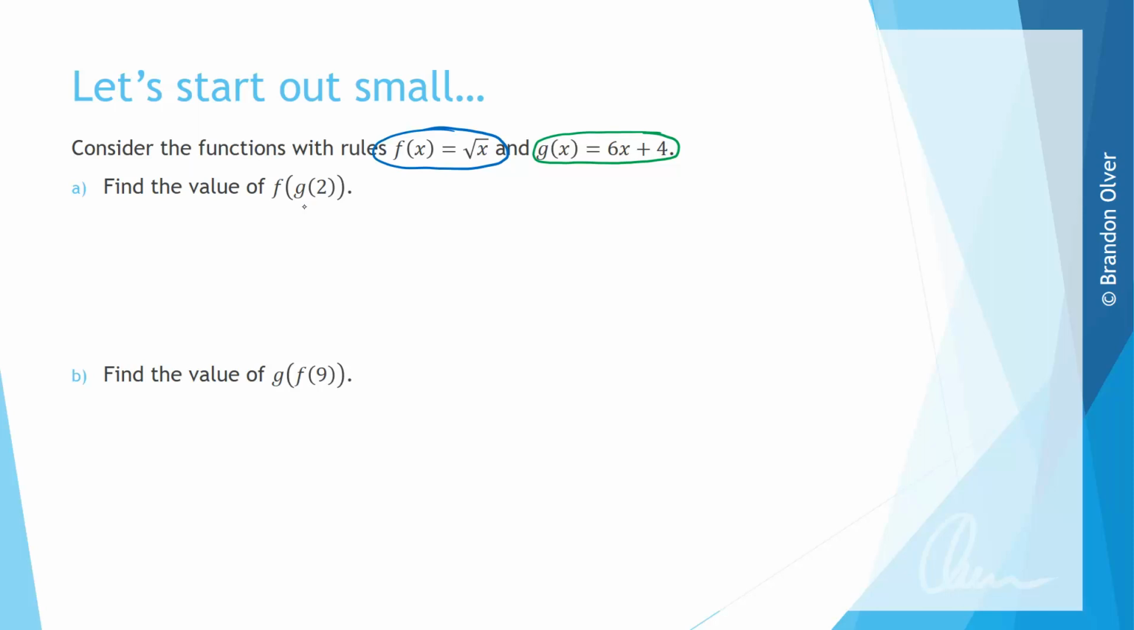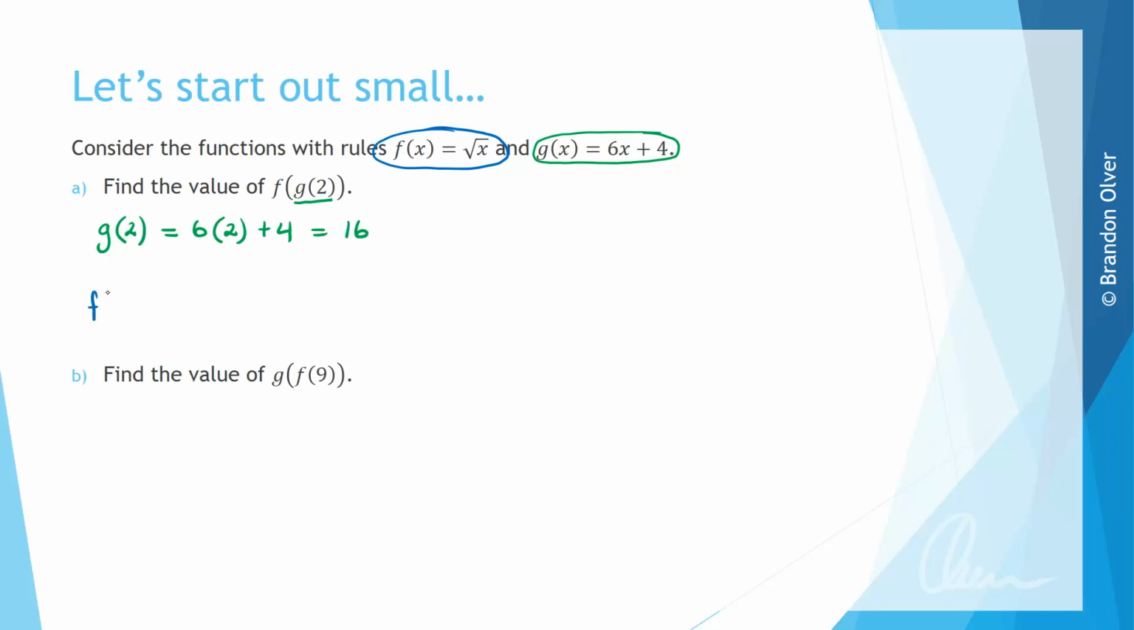So for part A we're going to start by just looking at the g of 2 part, which means we're going to evaluate the function g when x is 2. And to do that we're going to do 6 times x, but x is being replaced by 2, so we'll have 6 times 2 plus 4, and 6 times 2 is 12 plus 4 gives 16.